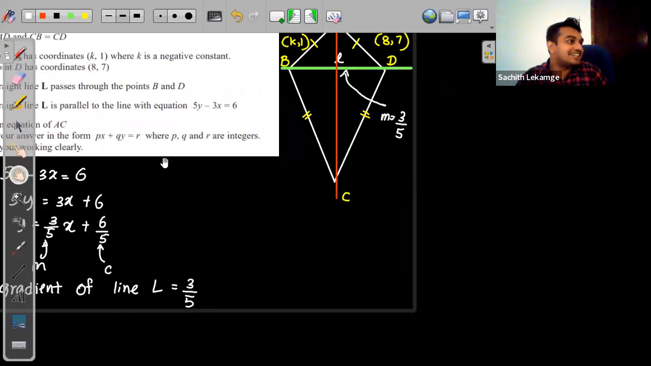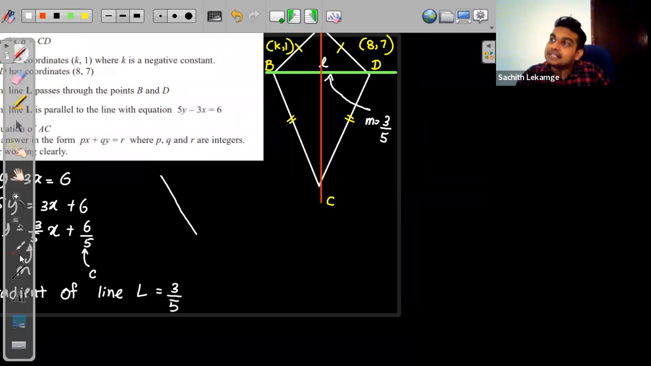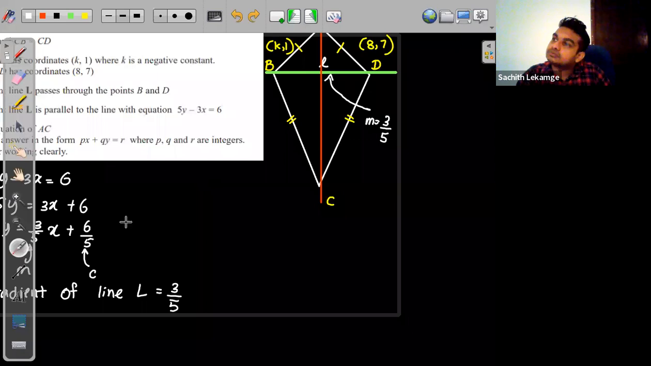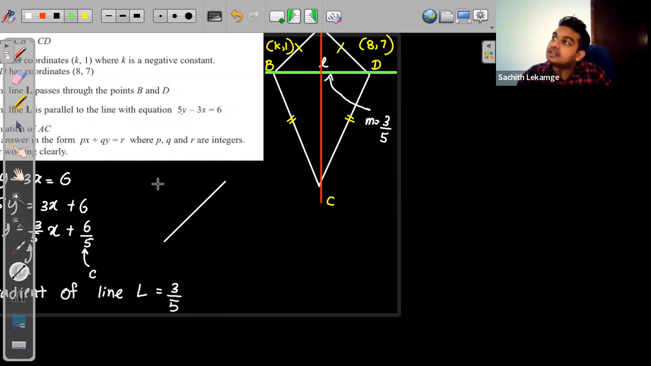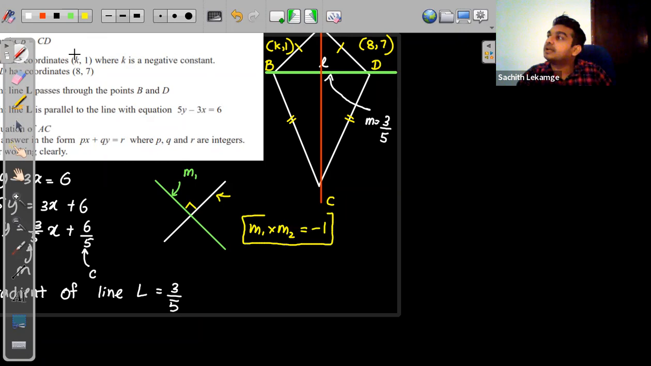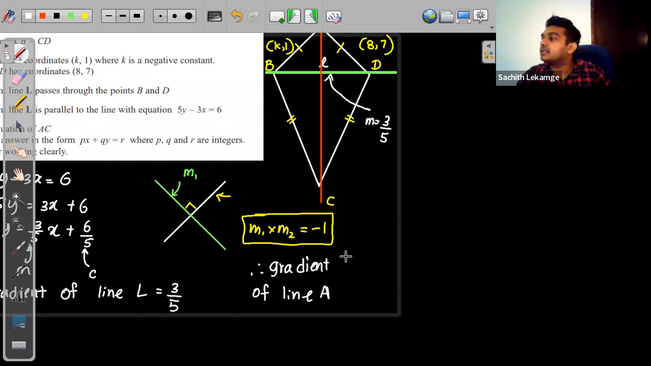Yes, I just gave you. I erased it also. I didn't see that it's coming in the question. What is the rule? If lines intersect perpendicularly, one straight line is there, the other straight line perpendicularly intersecting, with a 90 degree angle here, then you can say M1, this is M2, M1 times M2 equals minus 1. That is the theory behind this question, right? Okay. Therefore, the gradient of line AC, what is it?